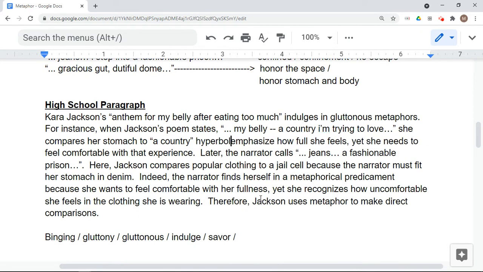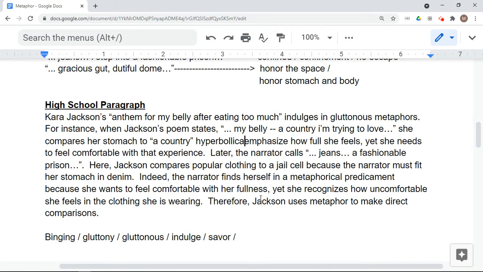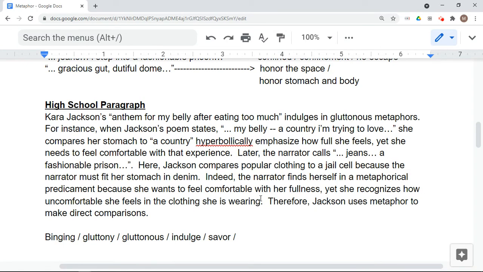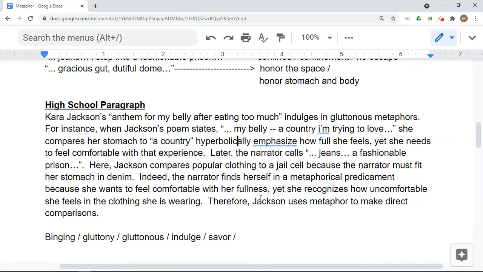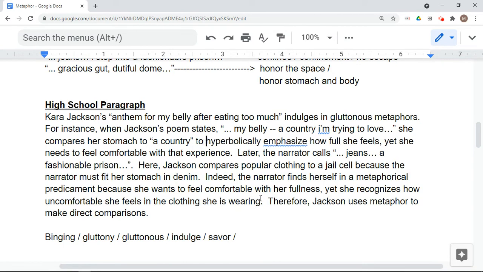Hyperbolically, ooh, is that right? Let's go. Aha, with one L. And you thought that wasn't a real word. To hyperbolically emphasize her stomach to a country. Oh, to hyperbolically emphasize how full she feels.